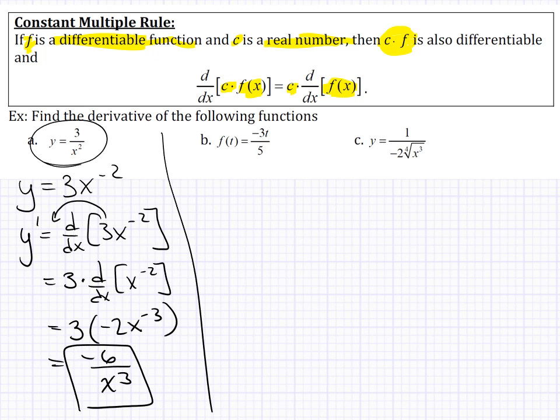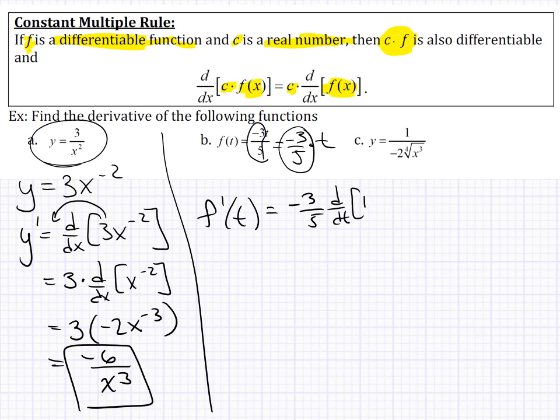Using this next one, again rewriting this as negative 3/5 times t, pulling that negative 3/5 out as a constant multiple. We see that f prime of t, if you pull that constant multiple out, really just requires you to take the derivative with respect to t of t, and you get negative 3/5 times 1, which would give you negative 3/5. So there's your derivative.